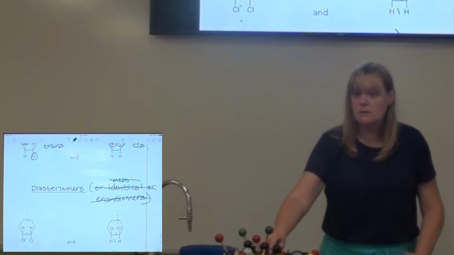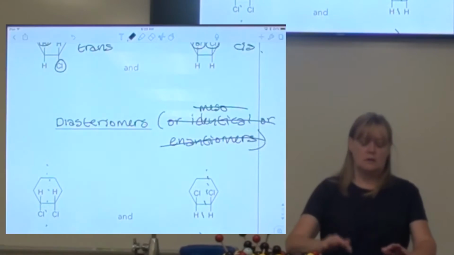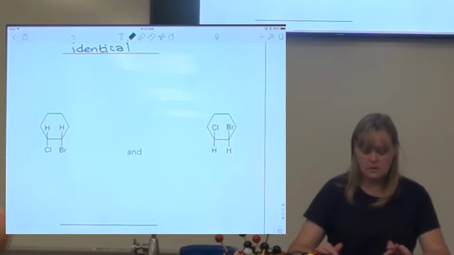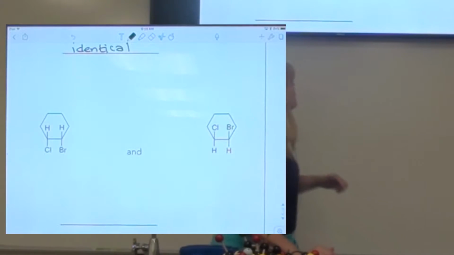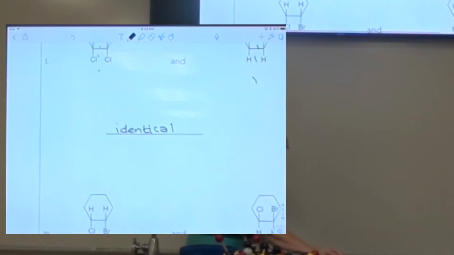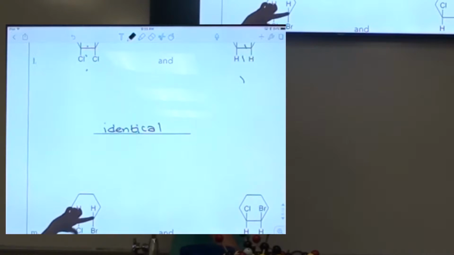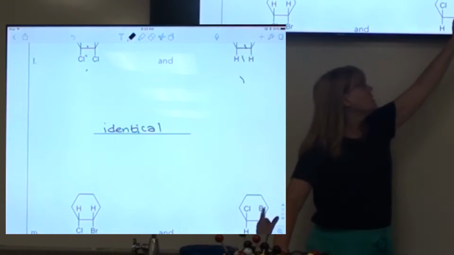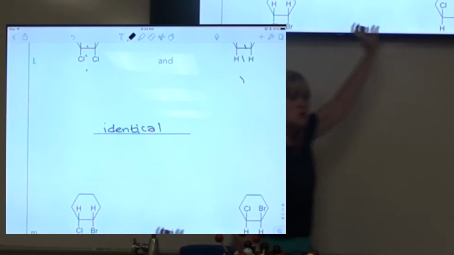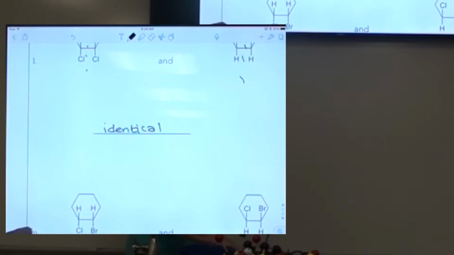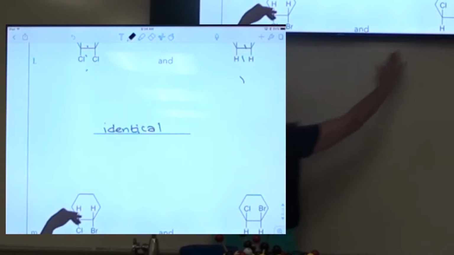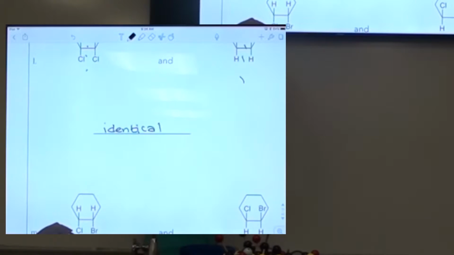Everybody else okay with that? Okay. This one, if you have the chlorine here and you flip it around, it would end up on this side. So those aren't superimposable. They are mirror images. For instance, if you took this and slid it underneath that one, it's a mirror image. Those are identical. Or I'm sorry, enantiomers.